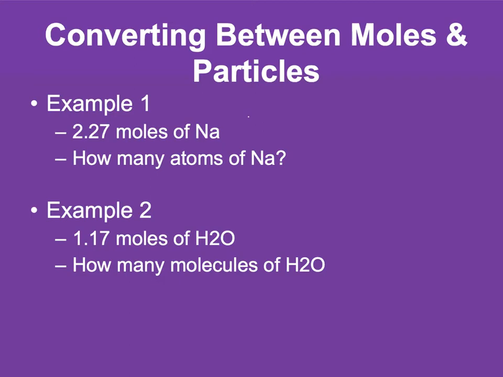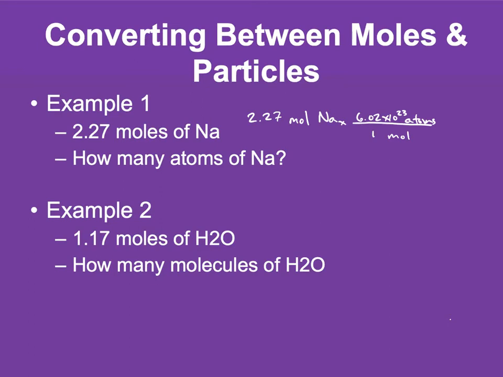So this problem says we have 2.27, and the abbreviation that you'll often see for moles is mol, moles of sodium. If I want to convert this over to atoms of sodium, I need to multiply it by something with moles on the bottom. We said that number is 6.02 times 10 to the 23rd particles. In this case, we'll say atoms. The particles in this instance are atoms of sodium per every 1 mole.